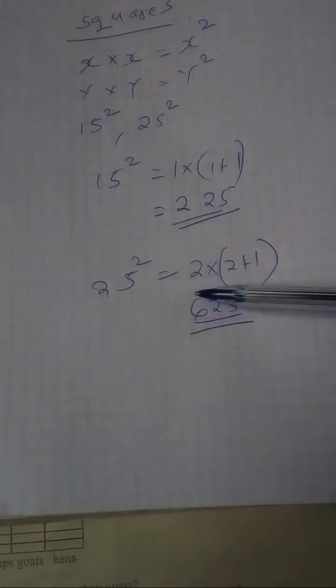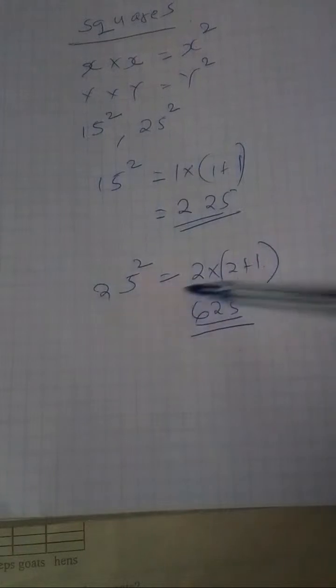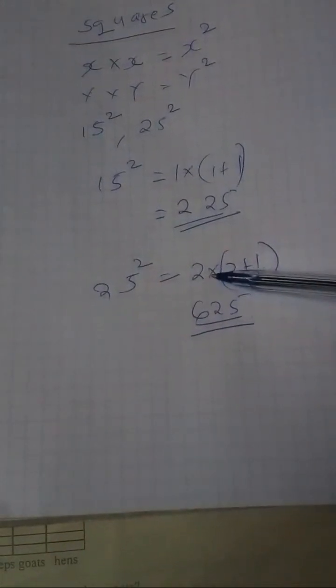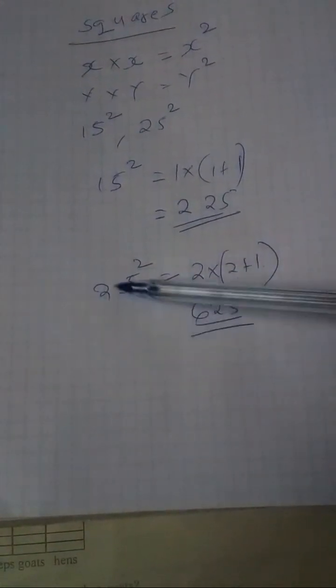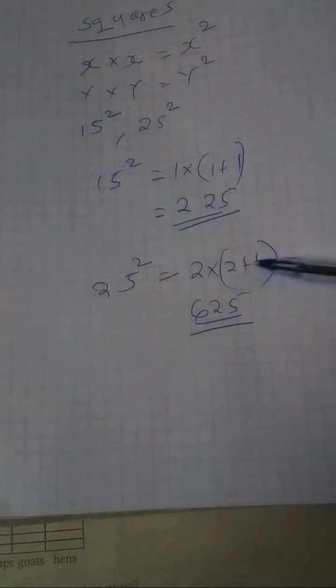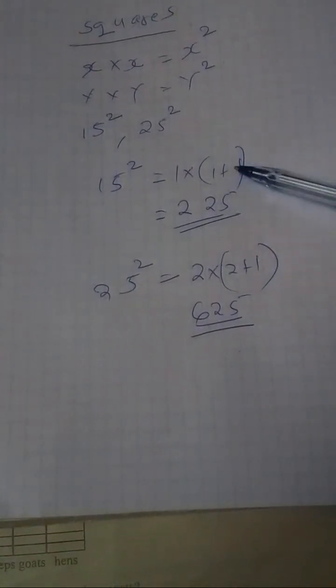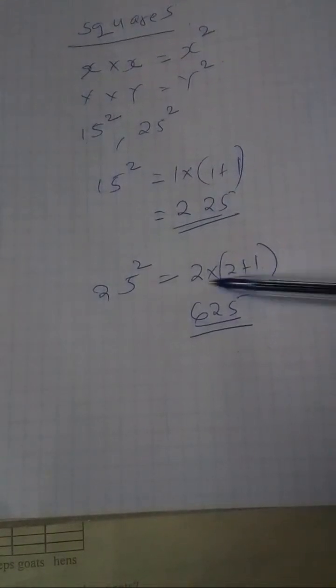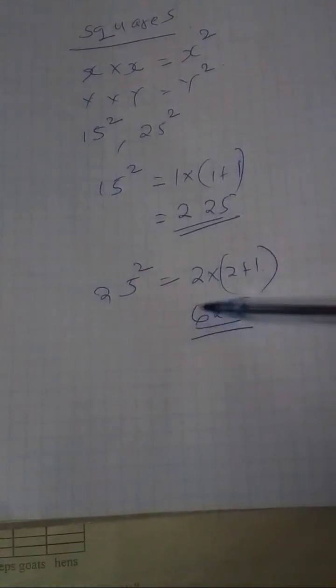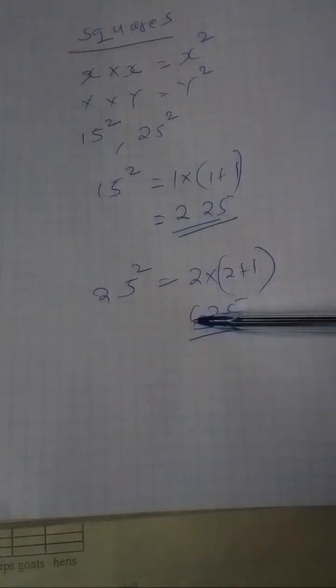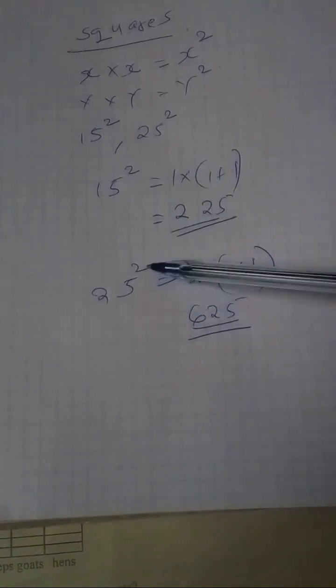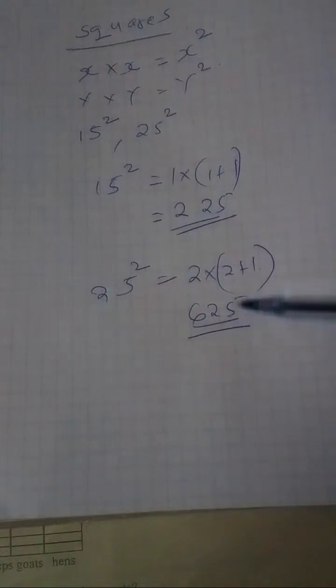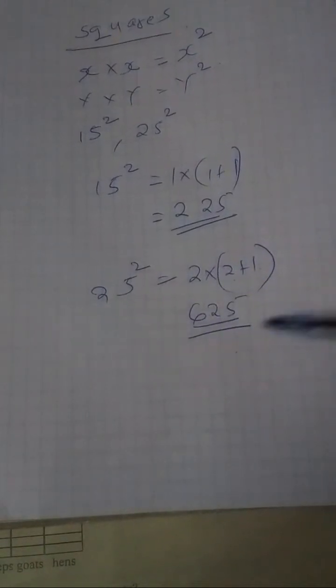So 25 squared, we've said the second digit is 2, so we put 2 multiplied by, again, 2 plus 1, because it's a rule, the same way we had put this plus 1. So 2 plus 1 is 3, and 3 times 2 is 6. So 6 is what we write here. Then we now square 5 alone. 5 squared is 25. So the answer becomes 625.